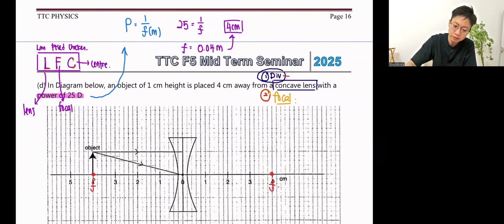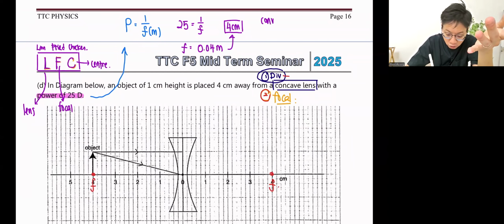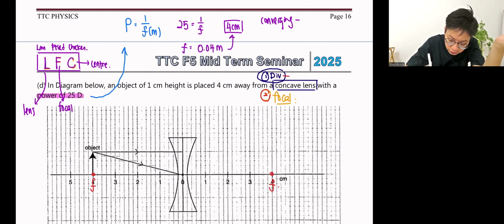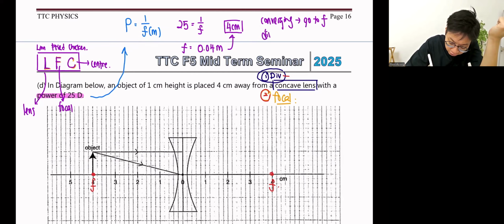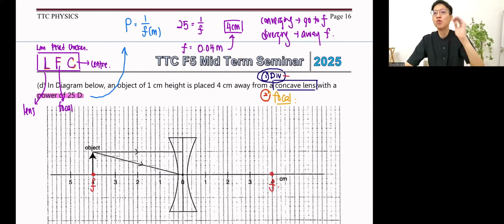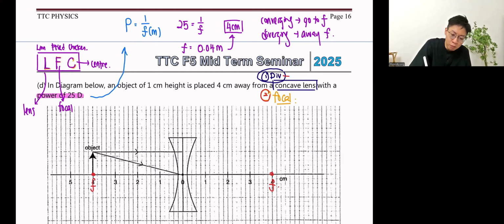Next, now remember this. If my lens is a converging lens, converging usually means that it will go to F. If it is diverging, usually it will go away from F. You have to know whether it goes to the F or away from the F first. So now I already know that diverging means move away from F. I have found my F, it is here. So next, what do we do?